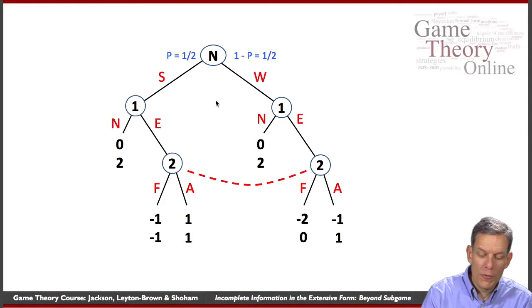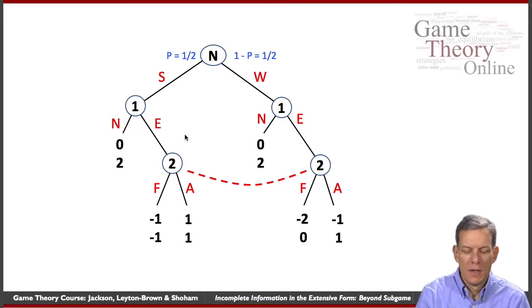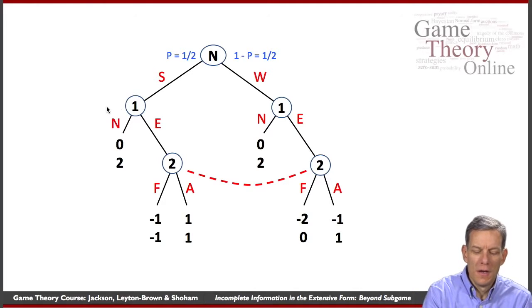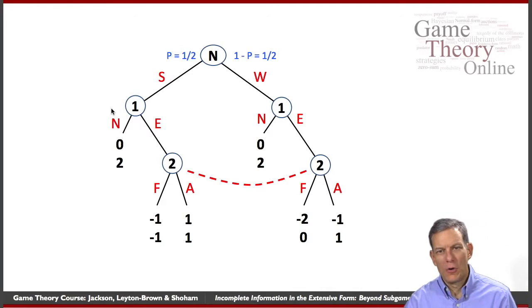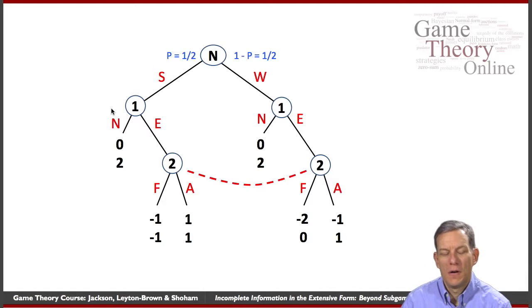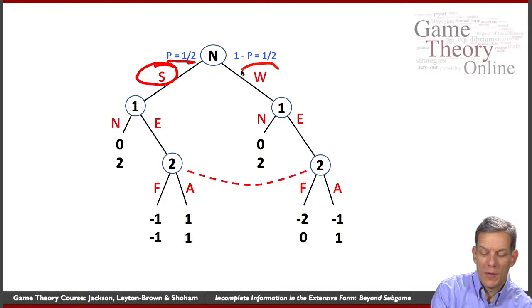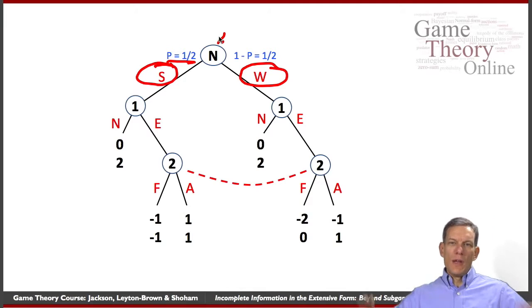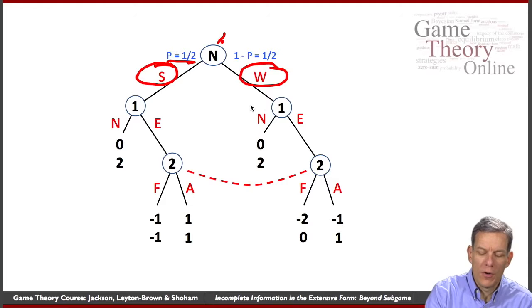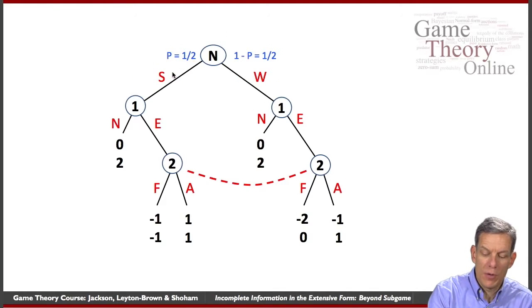And moreover, the incomplete information here is about the strength, how good player 1 is. So they could be a strong player, with probability a half, or they could be a weak player. So the node up here is a move by nature. Nature moves first, randomly picks whether player 1 is strong or weak. With probability a half, they pick a strong player. With probability a half, they pick a weak player.